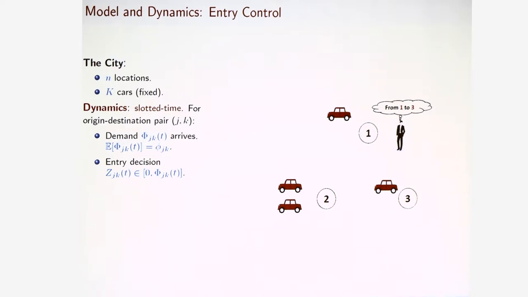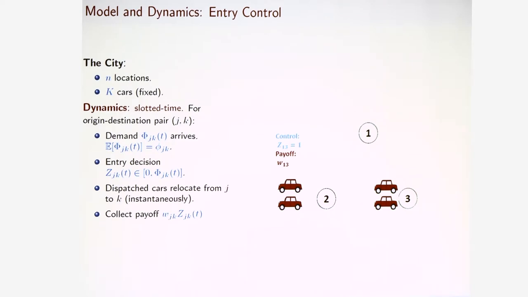The entry decision is very simple. There are capital phi JK arrivals. How many of these customers am I going to serve in this period? If you don't serve them, they'll abandon and leave the system. And when you make an entry decision, it has two effects. Let's look at the graph on the right. There's a guy who wants to go from 1 to 3. If I decide to serve him, then a car will leave location 1 and relocate to location 3. Also, for each type JK customer I serve, I get a payoff WJK. And the platform's objective is to maximize the total expected payoff over a finite time horizon.